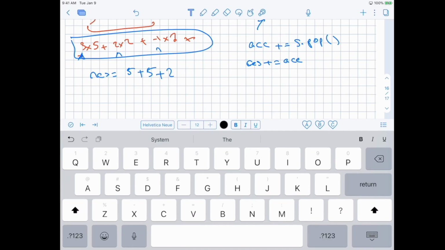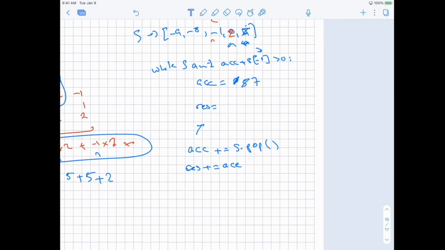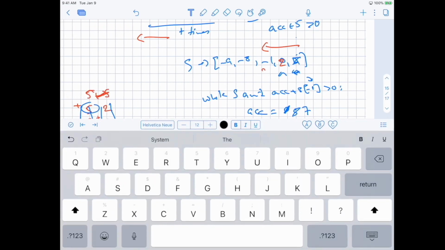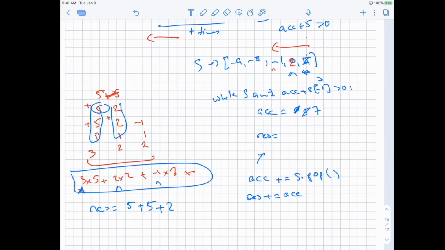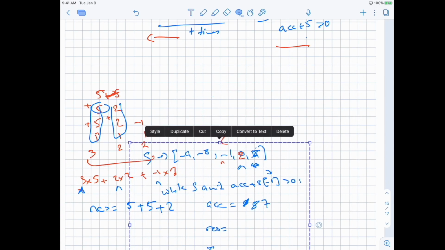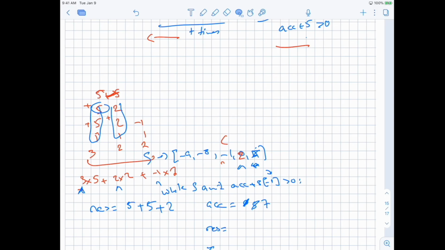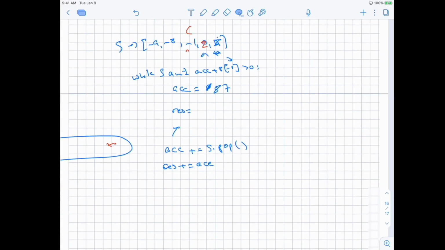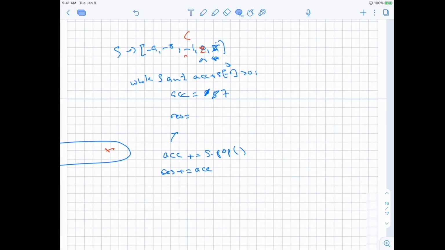Which is 12 here. Sorry about that. Let me just move this down so that we don't keep... Okay. So now what we'll have here is that result is going to be 7 plus 5, which is 12, right?